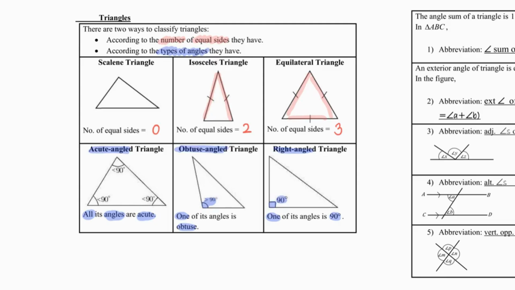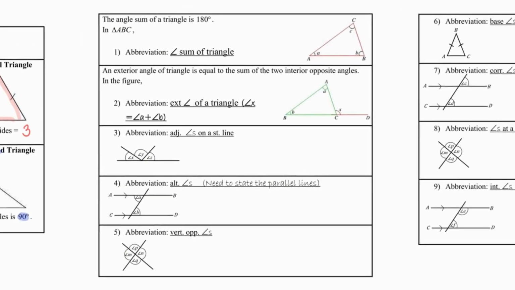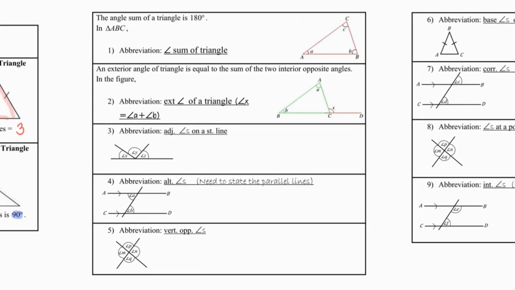Let's move on to the properties of triangle and some of the properties that we may be using to solve problems. From here, the angle sum of a triangle is 180 degrees. The abbreviation, this is the important thing: angle sum of triangle. This means that given this diagram, angle A plus angle B plus angle C is 180 degrees.